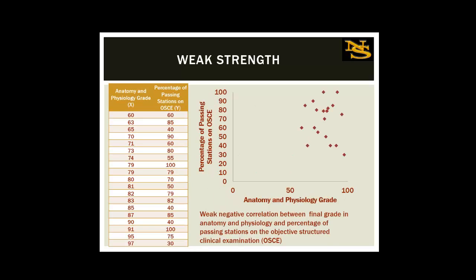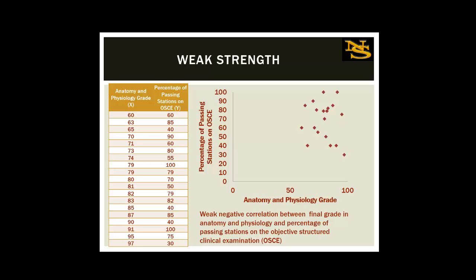So if you're looking at the relationship between your grade in anatomy and physiology for nurses and the percentage of passing stations on this exam that they take. Not really a clear relationship, and this is actually based on past research. So you can see that if you drew a circle around that scatter plot, it's going to be a big old circle. It's not going to be a football, it's not going to be narrow, and it's hard to identify the direction of the relationship.